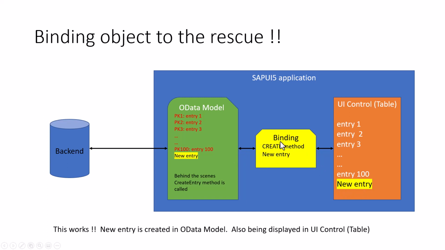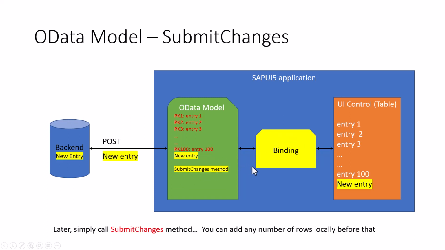We want to call the create method on the binding object, and this is going to create an entry in the OData model and also display it on the UI control, but it does not trigger any changes to the backend. Now, once you're all set, let's say you add 2 or 3 entries and everything looks good, the OData model, we all know, has a submit changes method on it. If there are any changes to the OData model, only then are those changes sent to the backend as a post request. If there are no changes, then nothing happens between the backend, for optimization.